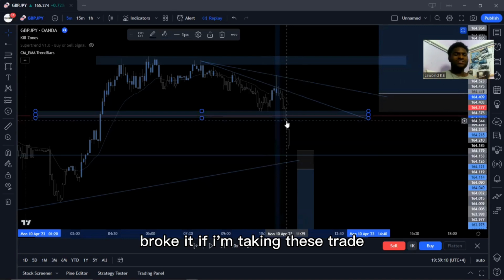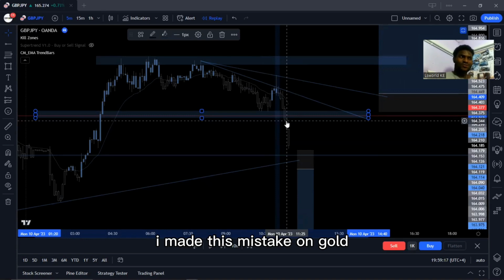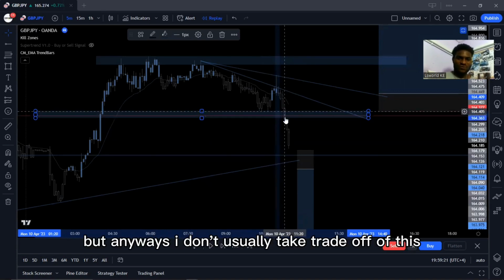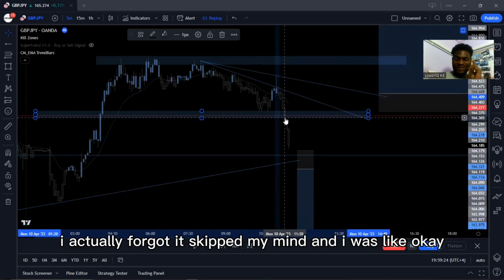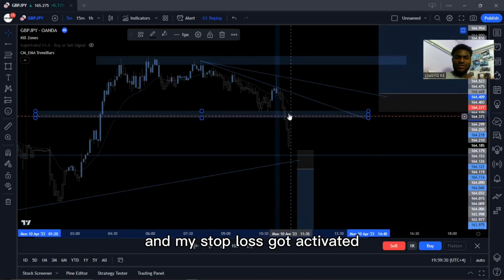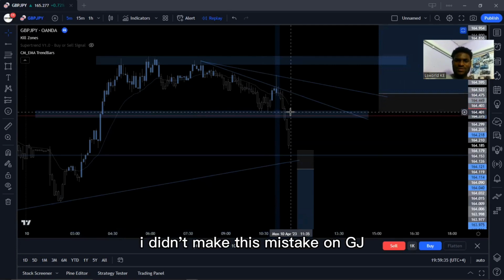If I'm taking this trade, I didn't actually backtest this, so I'm not sure if it will actually play out. I made this mistake on gold, which I'll show you guys in a minute. But anyways, I don't usually take trades off of this. I made a mistake on gold. I actually forgot, it skipped my mind, and I was like, okay, I have to take that trade. I took the trade, and my stop loss got hit. But anyways, I didn't make this mistake on GJ.